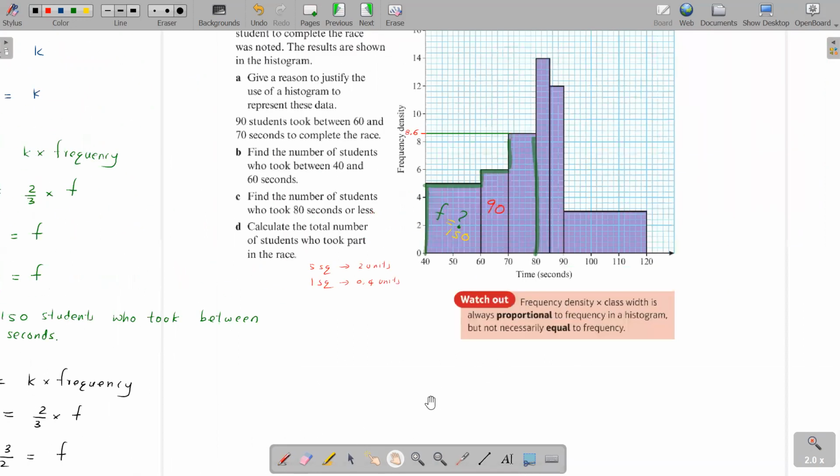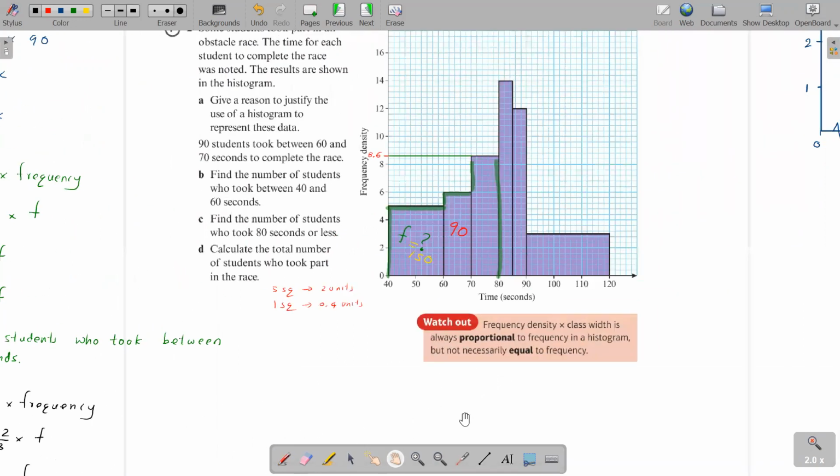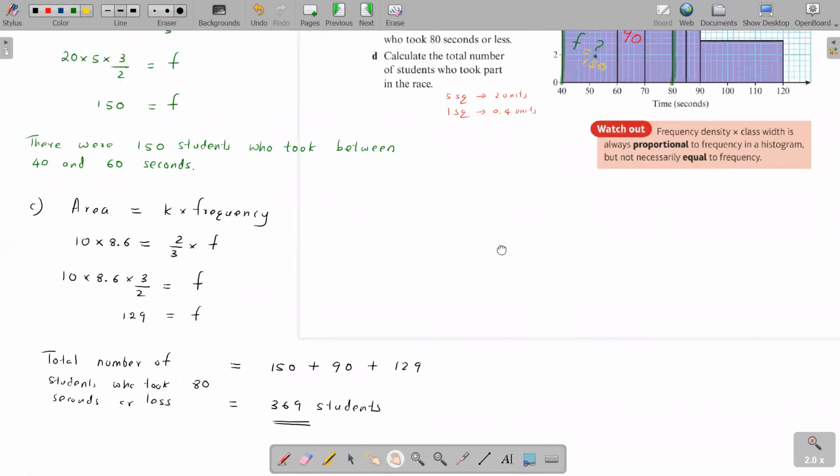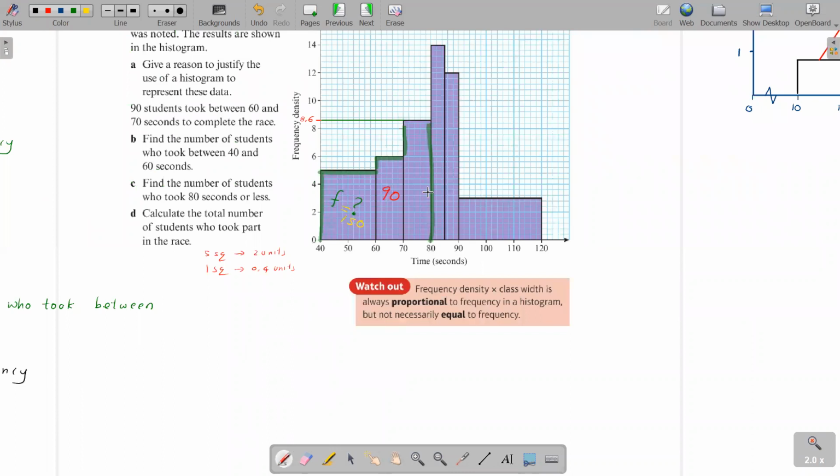We'll move on to the last part. Part D: calculate the total number of students who took part in the race. How do you get the total number of students who took part in the race? Basically, you have to find the frequencies of the other 3 bars and also add. In the third bar, we had 129. So we have 3 more bars to go, right?